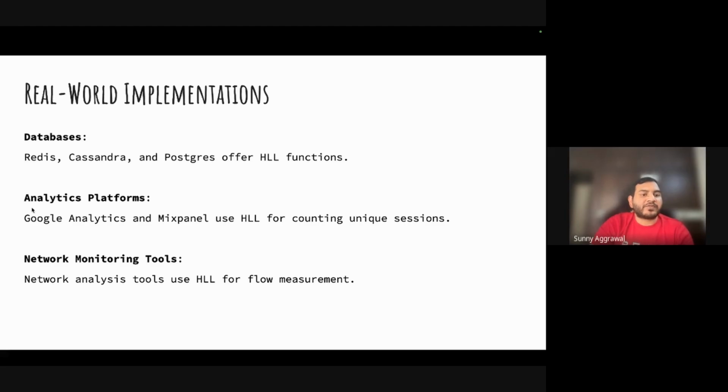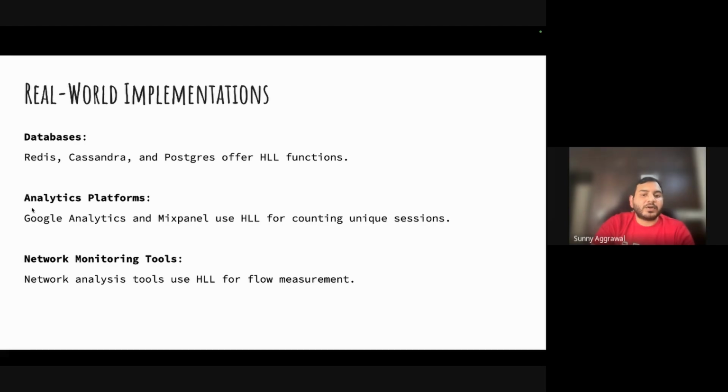Now, analytics platforms like Google Analytics and Mixpanel also use HLL for counting unique sessions. So if you're using Mixpanel, then mostly HLL is being used internally, which gives you the unique session count for your application. All the network monitoring tools which exist, right? Not all, but most of the tools might be using HLL internally for flow measurement.